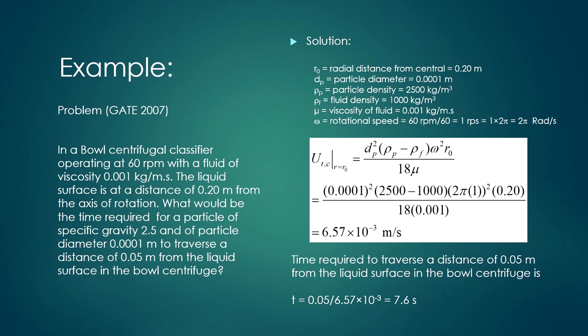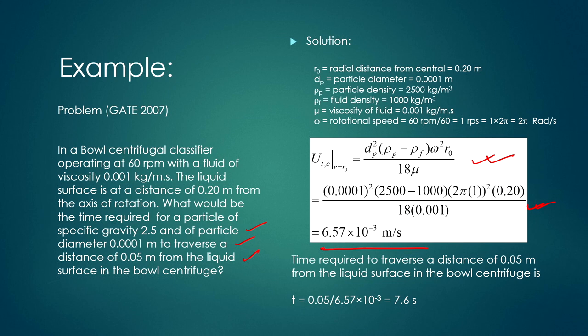Here one example is given. In a bowl centrifugal classifier operating at 60 rpm with a fluid of viscosity 0.001 kg per meter second, the liquid surface is at a distance of 0.20 meter from the axis of rotation. What would be the time required for a particle of specific gravity 2.5 and particle diameter 0.0001 meter to traverse a distance of 0.05 meter from the liquid surface in the centrifuge? Here is the equation to calculate the terminal velocity in the centrifugal field. All the data are given in the problem, and after substitution you will get 6.57 × 10⁻³ meter per second.